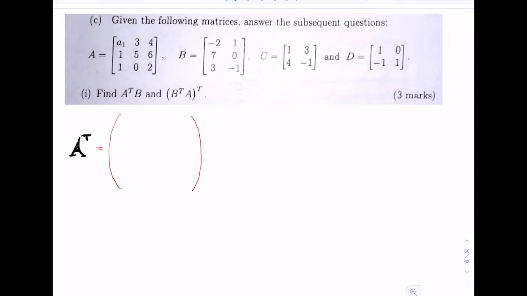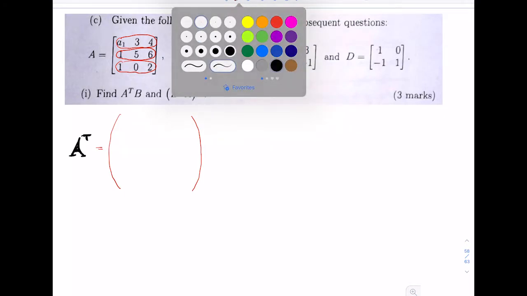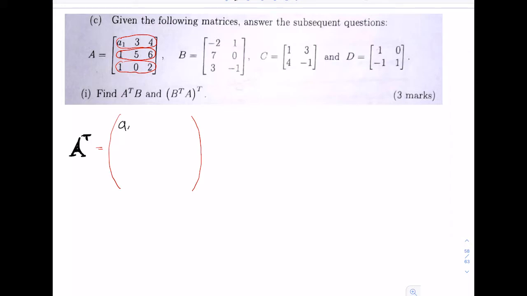Okay, so therefore the first thing you want to write down is the transpose of A. So how do we write down the transpose of A? We take each row, and we write it as a column. So here we have 3 rows, and the first row is given by 1, 3, 4. So I'm going to write that as a column. So here I have 1, 3, 4, and I take 1, 5, 6, and I write it as a column, also 1, 0, and 2.